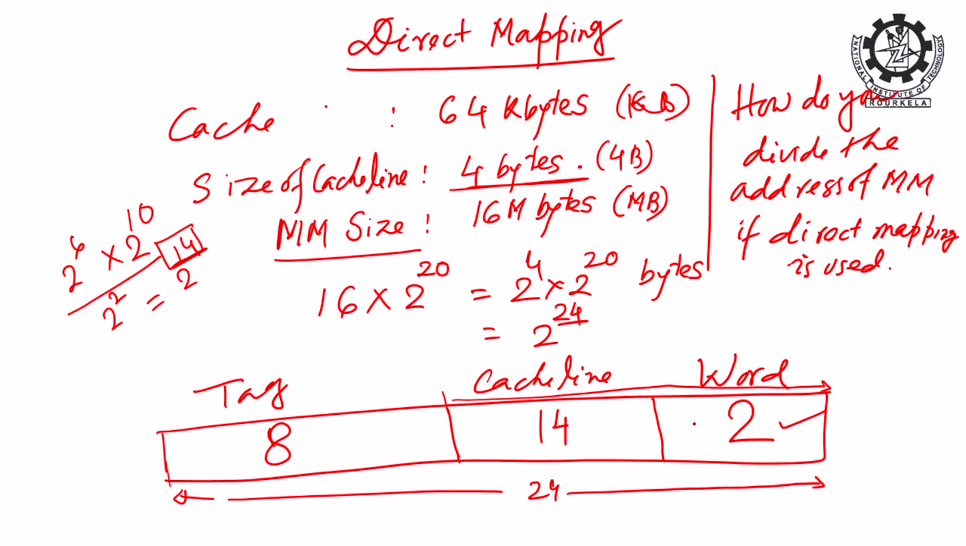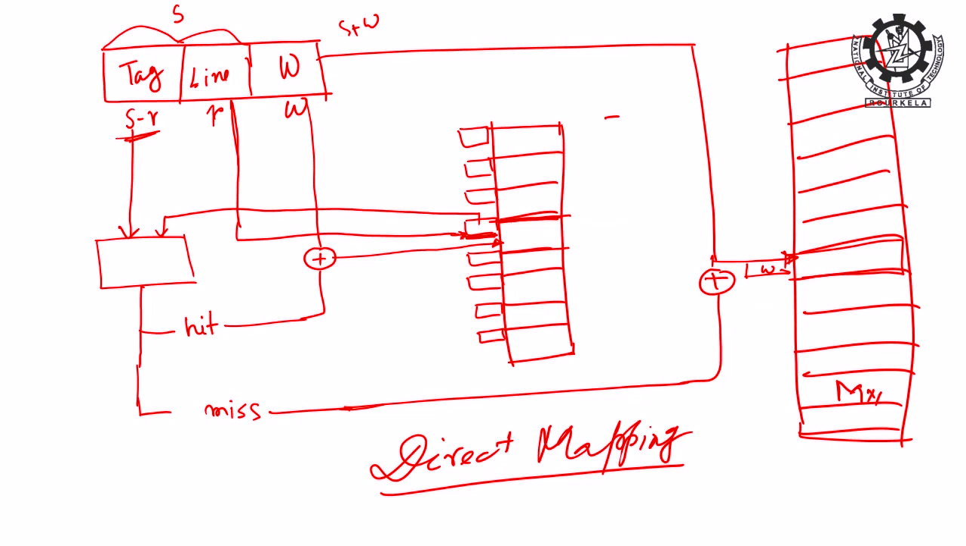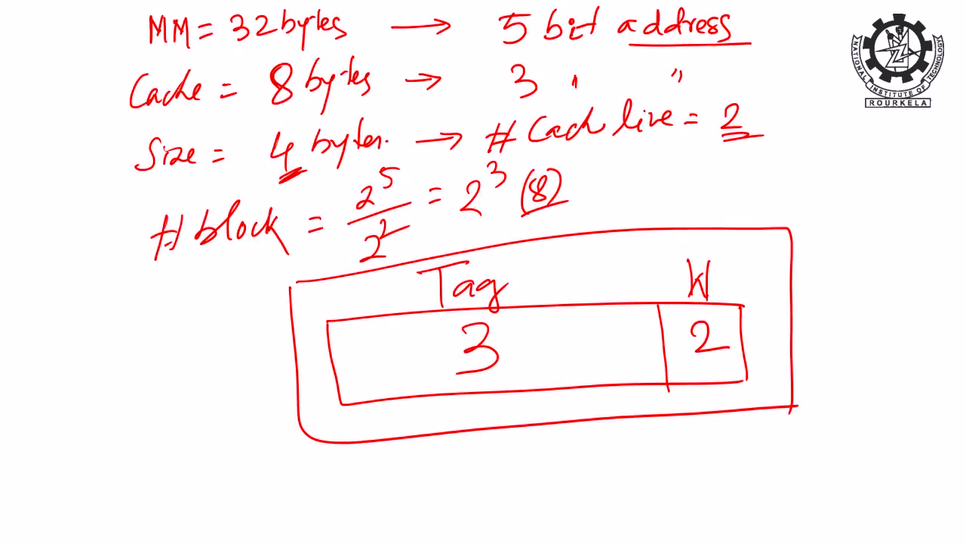So, for example number 2, here it was 64 MB. That means 2 to the power 6 into 2 to the power 6, right, 64 or 16.